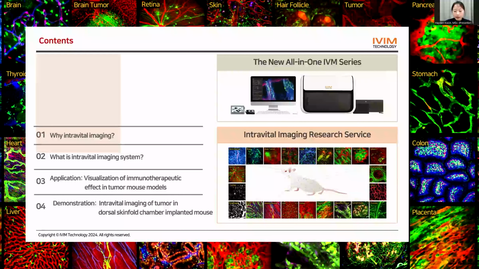This webinar will proceed as follows. First, I will demonstrate a brief overview of IVIM Technology's intravital microscope. Following that, I'm showcasing in vivo imaging application data performed by IVM, obtained through various cancer metastasis and immunotherapeutic effects in mouse models. And at the end of the webinar, you can see how to manipulate the device for imaging the cancer mouse model through a video as a live virtual demonstration.